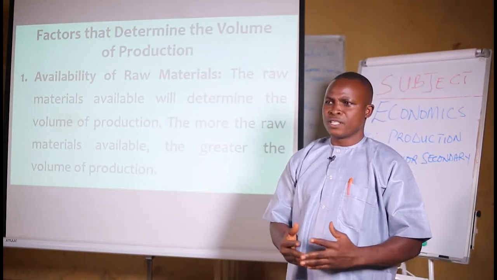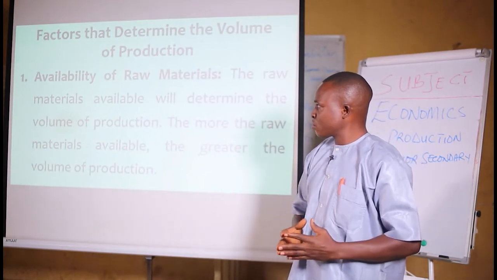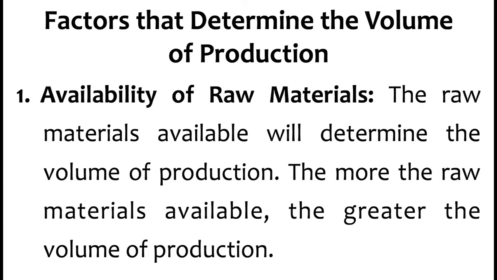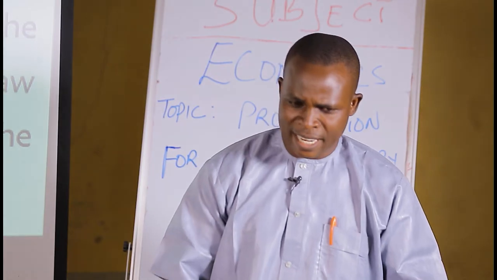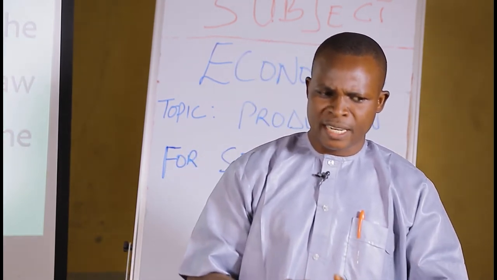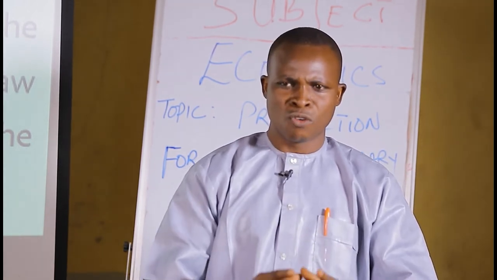Now, we have factors that determine the volume of production. We have so many of them, but we'll only consider a few. Number one, availability of raw materials. The raw materials available will determine the volume of production. The more the raw materials available, the greater the volume of production. If you have the raw materials for the production process, it will increase the volume of production.